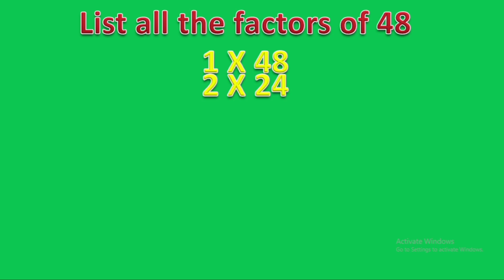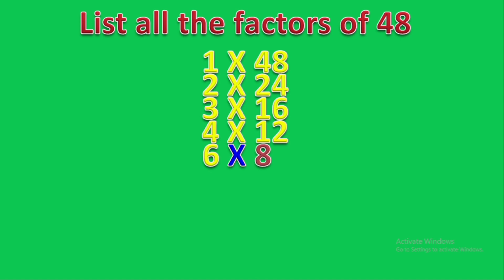So there is a rule, it is called the divisibility test rule. If you have any doubt, the link will be shared in the description box. You can check and after that you come back to this video, so it will be easier for you to understand. So it goes by 3, 3 into 16, next 4 into 12, 6 into 8. So we have listed all the factors.